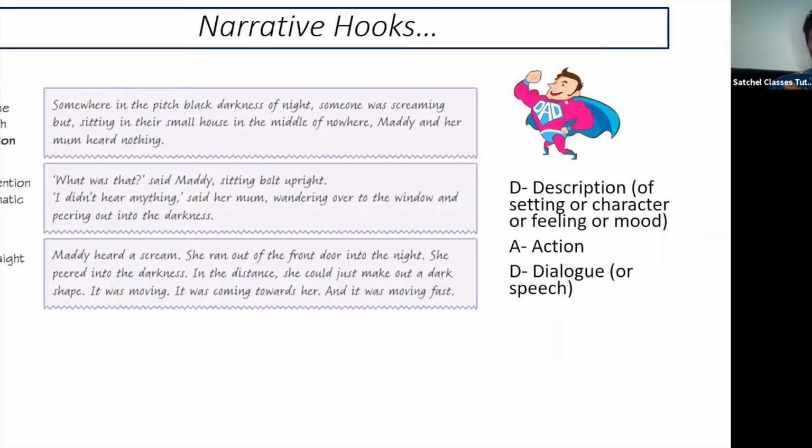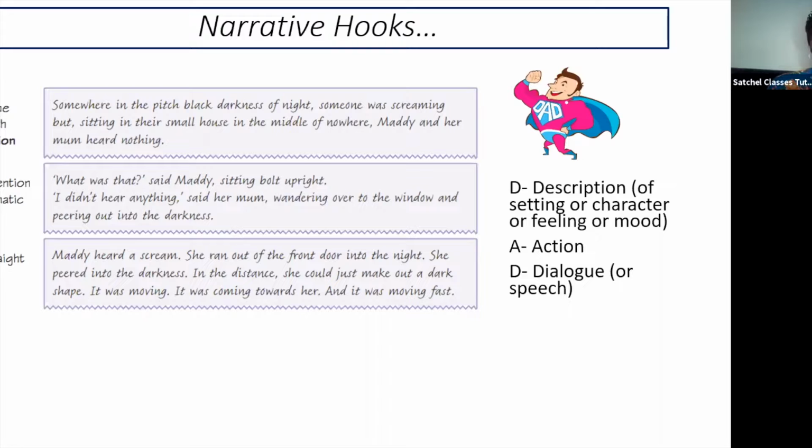So description could be something like: somewhere in the pitch black darkness of night, someone was screaming, but sitting in their small house in the middle of nowhere, Maddie and her mum heard nothing. So you've got the description of the screaming, but the fact that these people are unaware, you're hooking the reader into the story because we're wondering what's happening.